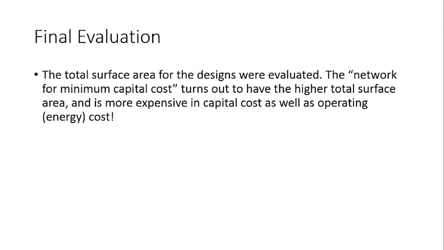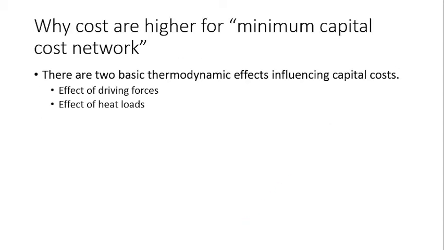So the total surface area of the designs was evaluated. The network for minimal capital cost turned out to have the higher total surface area and is more expensive in terms of capital cost as well as operating or energy cost. Why are costs higher for a minimum capital cost network? There are 2 basic thermodynamic effects influencing capital cost. What are those 2? One is the driving force, another is the heat load itself.